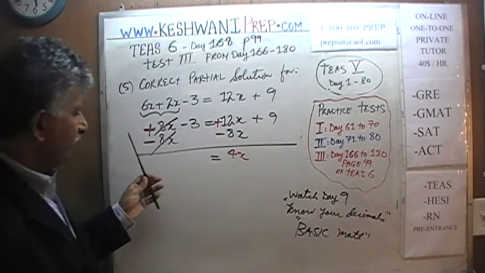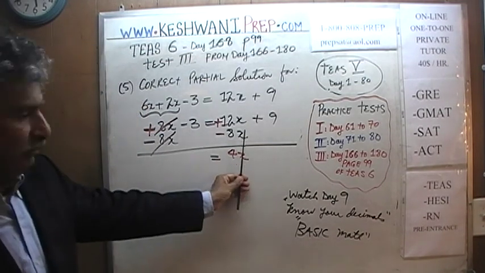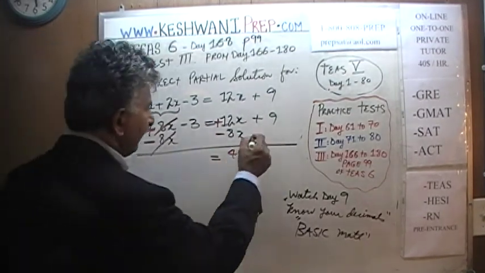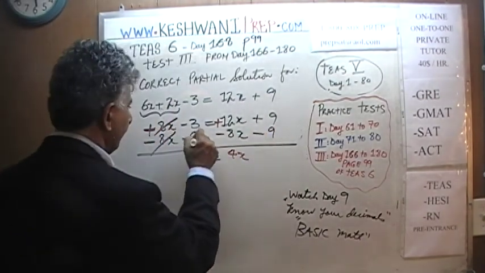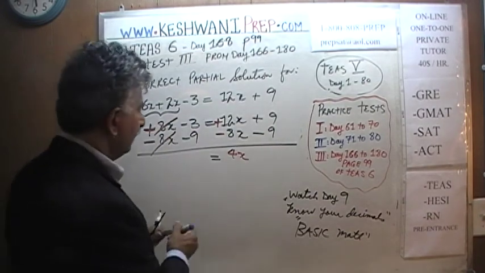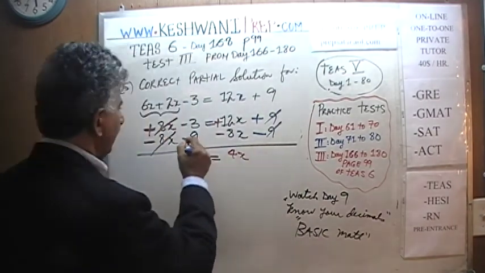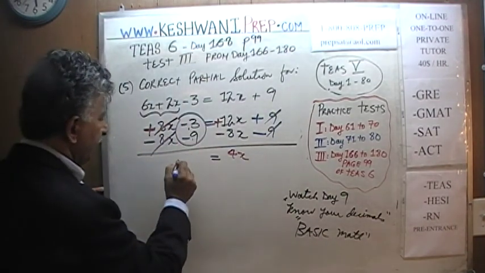And now, since we are bringing the unknown to the right-hand side, we must bring the known quantity to the left-hand side. So bring the 9 to this side by subtracting 9 from both sides. And again, this positive 9 is going to kill the negative 9, and we're going to end up with negative 3, and negative 9 is going to be negative 12.